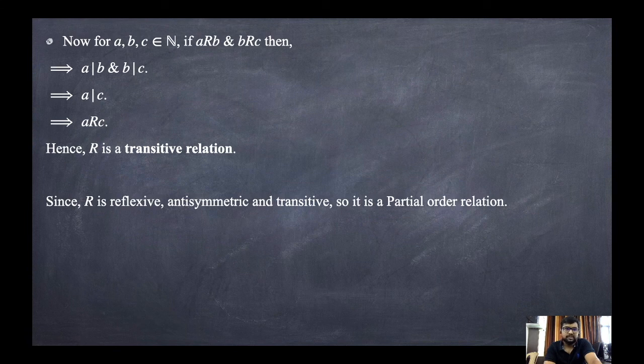So since R is reflexive, antisymmetric and transitive, it is a partial order relation. Let us take the second example.